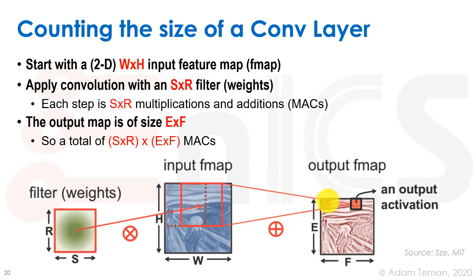The output map is size E by F, which we saw is probably close to H by W, but it depends on the stride, the 0 padding, and the filter size. Assuming that we are able to easily calculate this E by F, we need to do this convolution for each of these pixels. So the total number of multiplications is S by R, the number of multiplications per 1 step, times E by F, the number of steps we actually take, the number of times we slide over the window. So that's the number of MACs for a single 2-dimensional conv layer with a single filter.